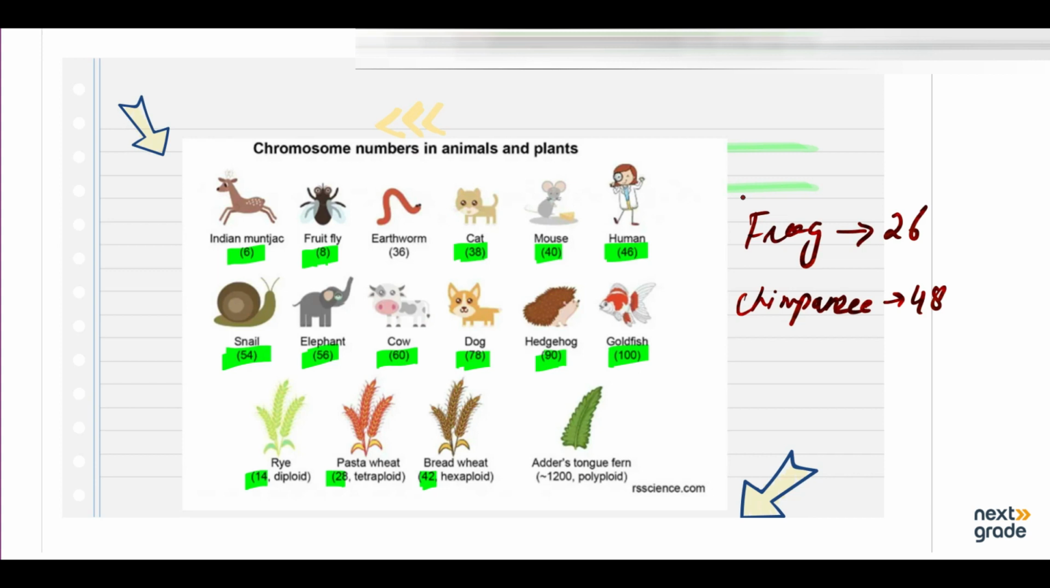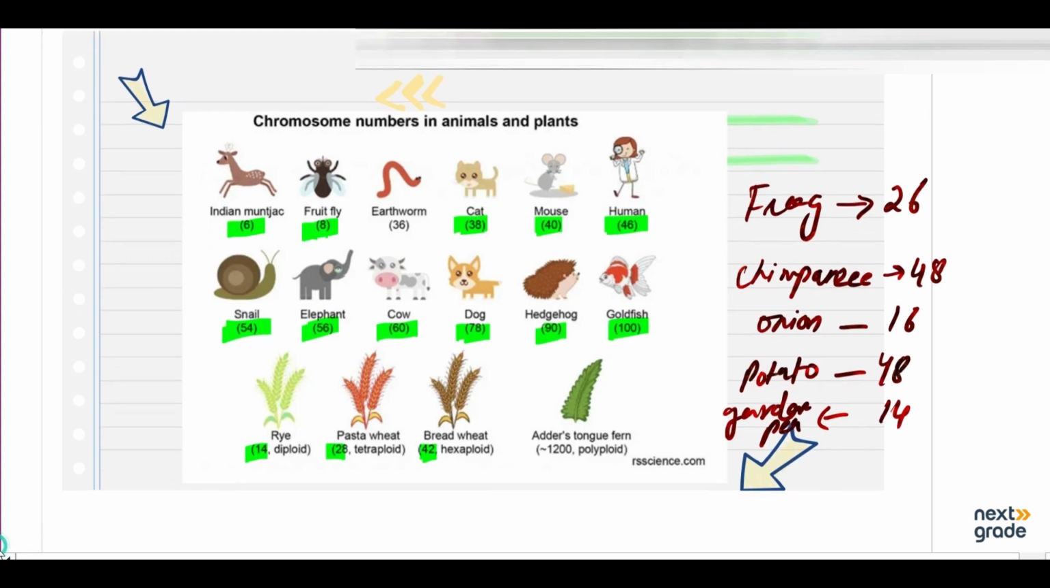An onion has about 16 chromosomes, potato has 48, and garden pea has 14. So you have to remember all these chromosome numbers. These are very important. They do come in exams, right?